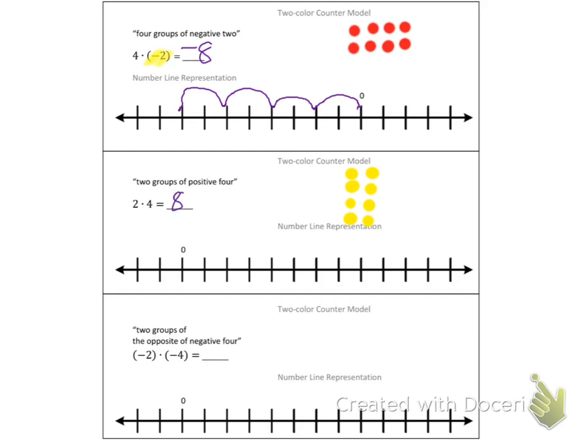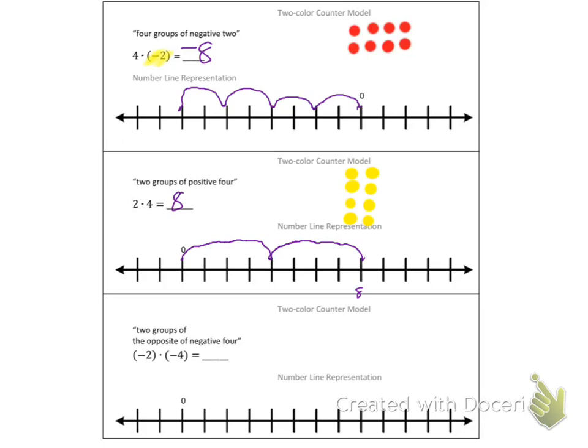You've solved these kinds of problems every time. 2 groups of +4. So when I start on my number line, I'm going to have 2 jumps, but each jump is going to contain 4 intervals on the number line. So 0, 1, 2, 3, 4. 1, 2, 3, 4. And I end up at the +8.